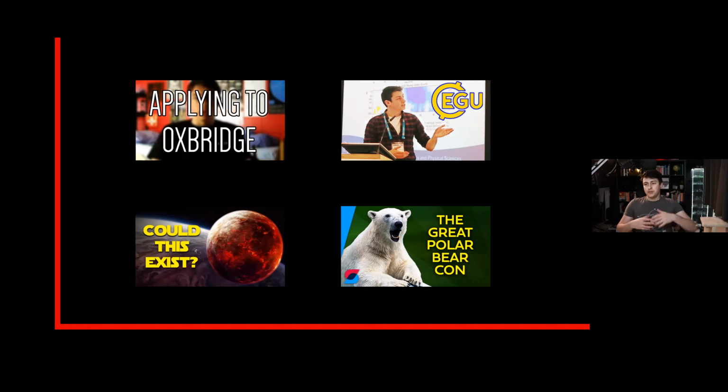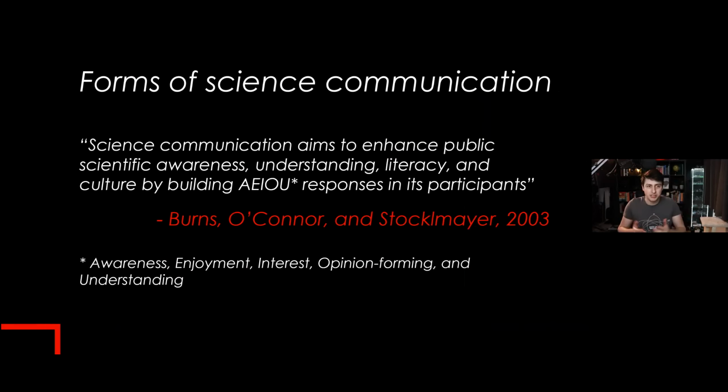So there's been a variety of forms of science communication, and because this is a presentation, you've got to have a definition in here. Science communication aims to enhance public scientific awareness, understanding, literacy, and culture by building awareness, enjoyment, interest, opinion forming, and understanding responses. Now, I would contend that there is a very big difference when it comes to science communication online between educational content and informational content. I think that most people who are doing science communication are doing informational content.